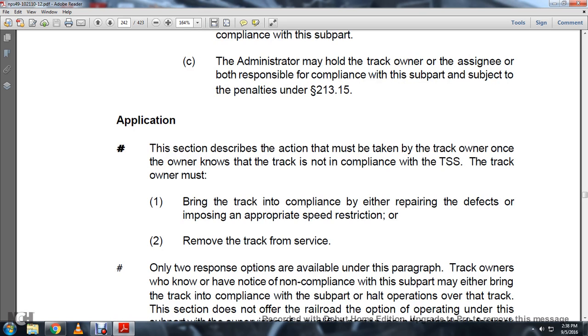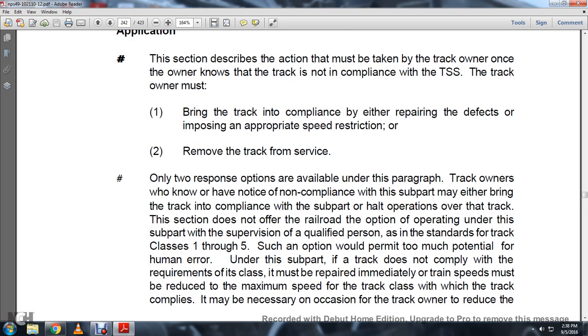Once the owner knows that the track is not in compliance with the track safety standards, the track owner must bring the track into compliance by either repairing the defects, imposing appropriate speed restrictions, or removing the track from service. Only two response options are available under this paragraph. A track owner that has notice of non-compliance with the subpart may either bring the track into compliance with the subpart or halt operations over the track.